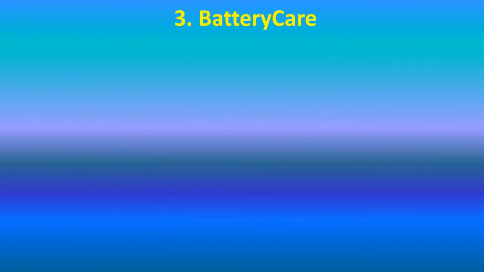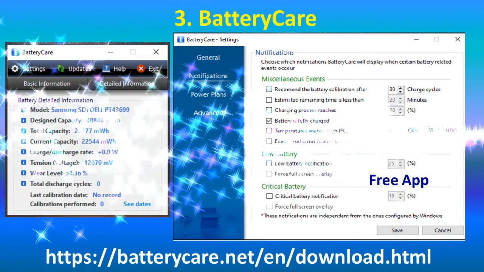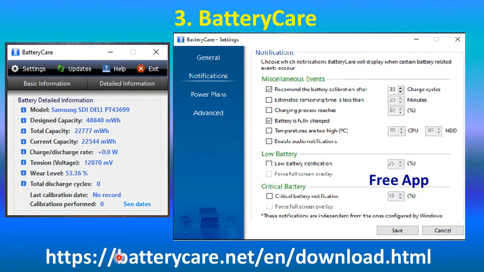Number 3. Battery Care. This app is downloaded from the internet using the link shown below. The screenshot shows Battery Care. Detailed information which shows model, design capacity, total capacity, current capacity, charge and discharge rate, and the voltage and the wear level of the battery, total discharge cycles.